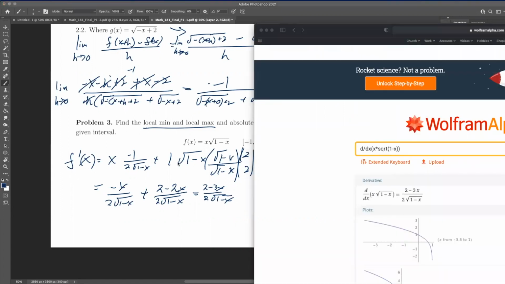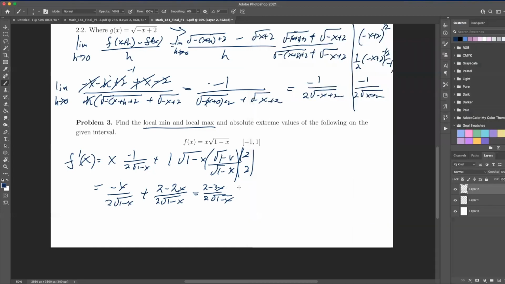Now is it okay to leave that here? Yeah, that's perfectly fine. It's 100% fine. All right, so what's the next thing? We found the derivative. We set it equal to 0. So we have 2 minus 3x over 2 square root 1 minus x equal to 0. Okay, so we set it equal to 0, and we also set it equal to what? What's the other thing we set it equal to? Does anyone know? We set it equal to 0, and we set it equal to something else. Yeah, undefined.